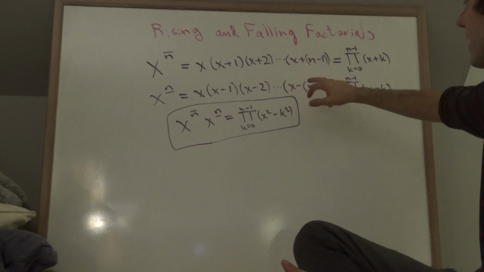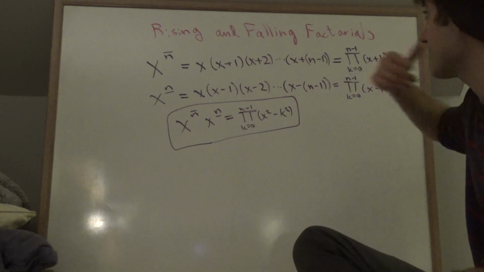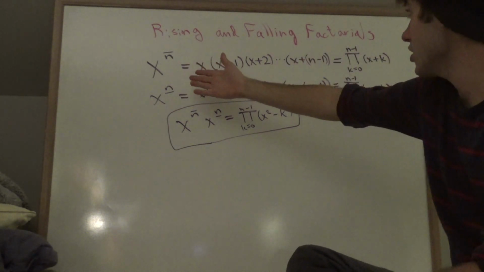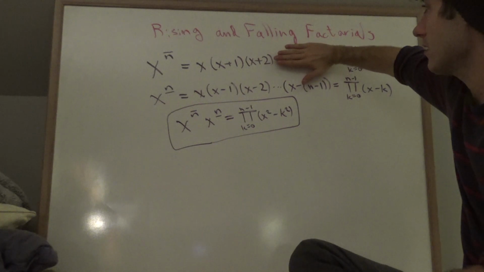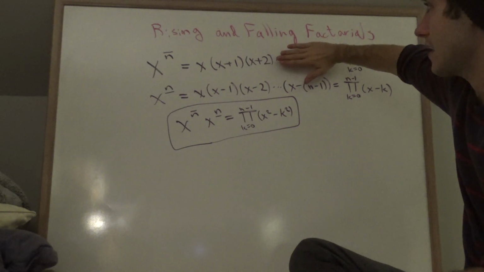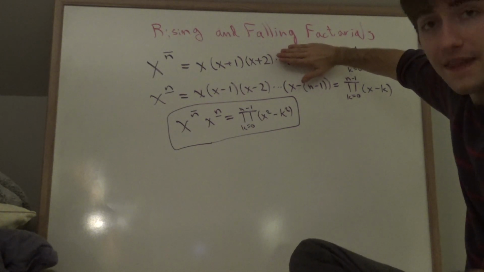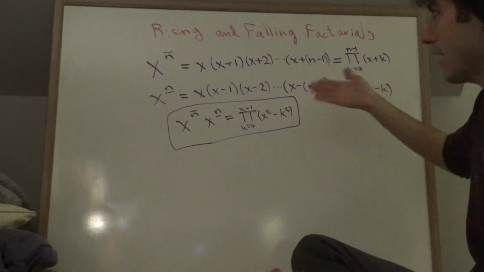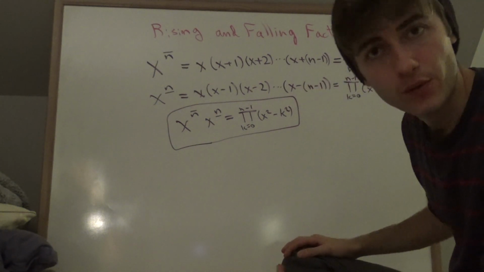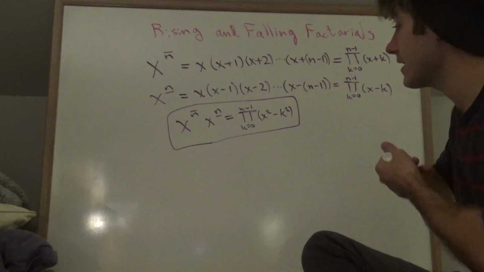So if I picked n to be, you know, 3, then we stop right there, and we just get x times x plus 1 times x plus 2, and that's just a polynomial. You know, and we get different values depending on which n we pick. There are some neat identities we can derive.